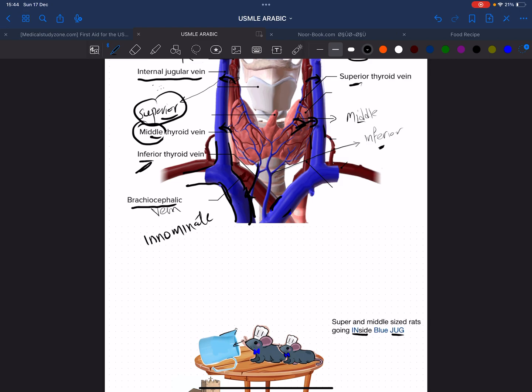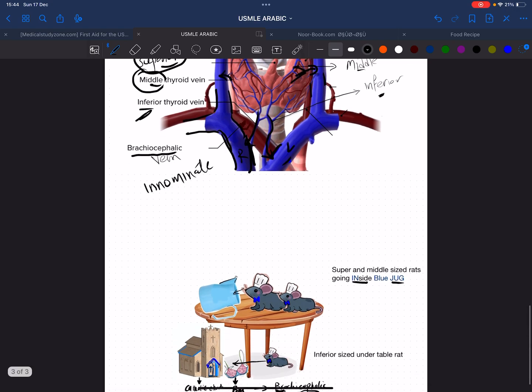So we have right and we have left. So the inferior thyroid vein drains into the right brachiocephalic vein on the right side, and on the left side, as you can see here, it drains into the left brachiocephalic vein. And then these two trunks will eventually form the superior vena cava.